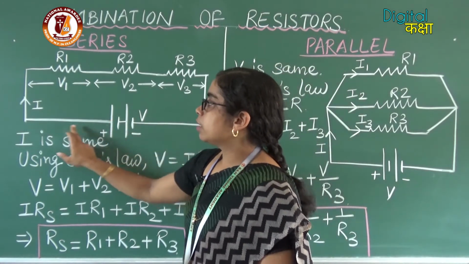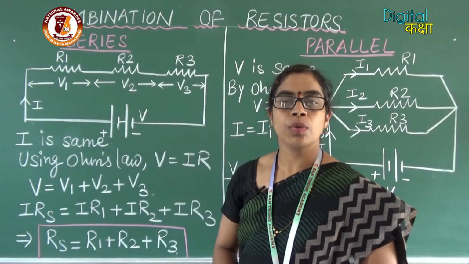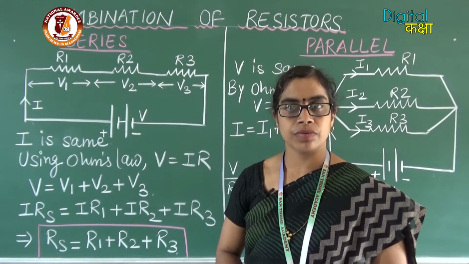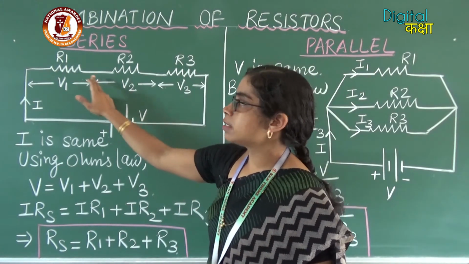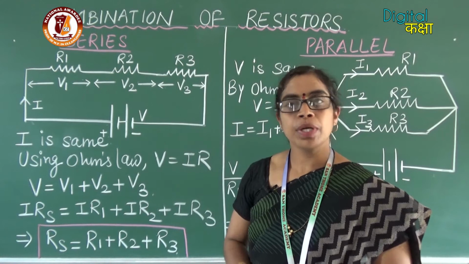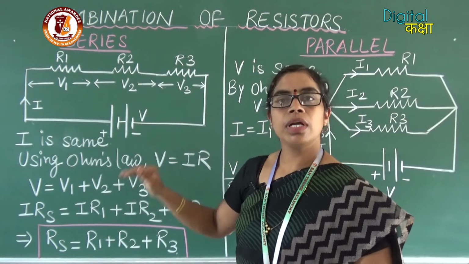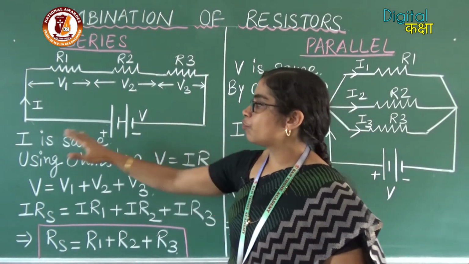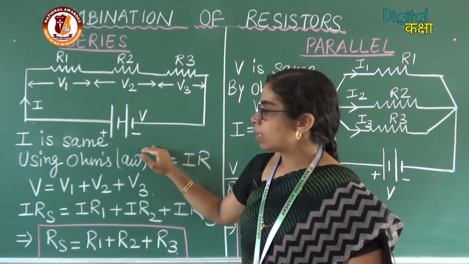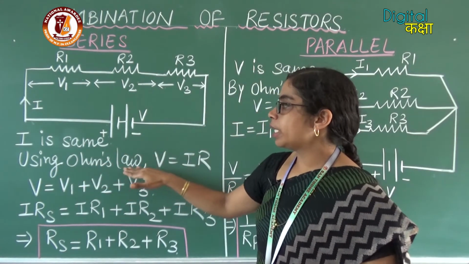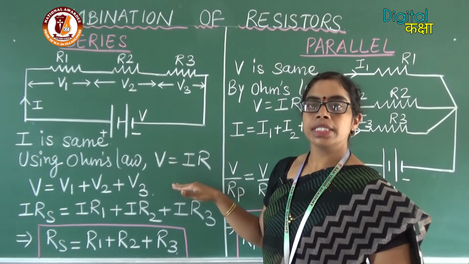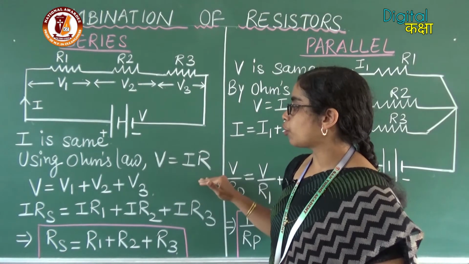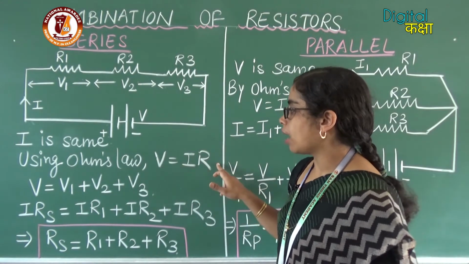In this case, the direction of the current, as you all know, is from the positive to the negative terminal of the battery. Since the resistors are connected end to end, in this type of combination all the three resistors will receive the same value of the current. We know that according to Ohm's law, the potential difference, current and resistance are related by the formula V is equal to IR.